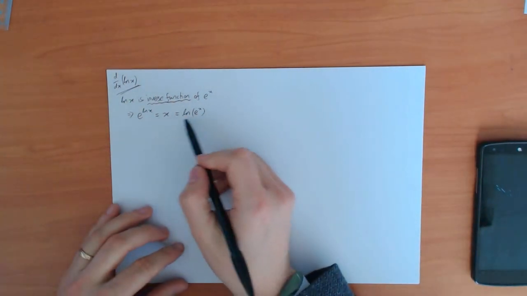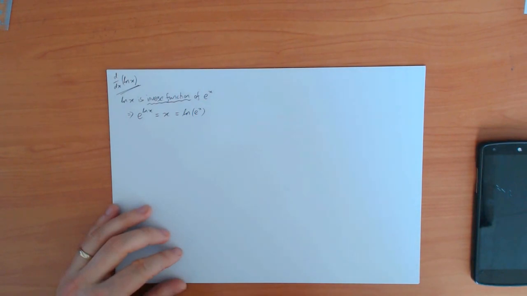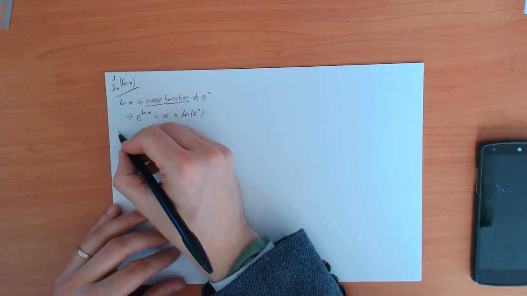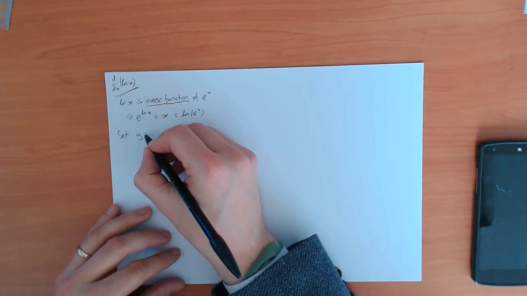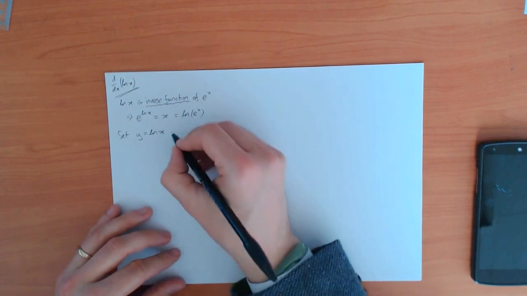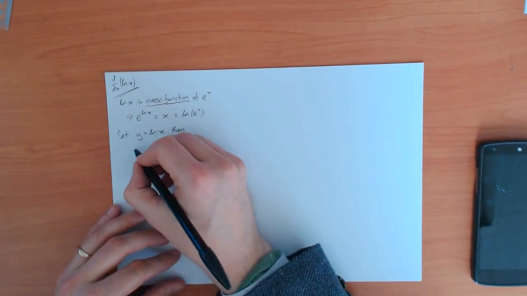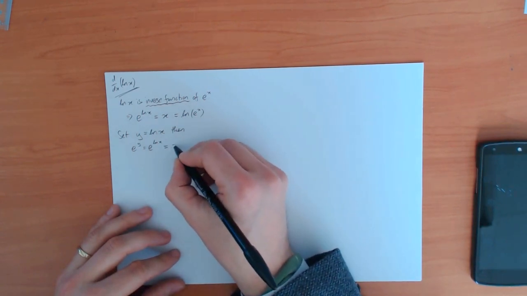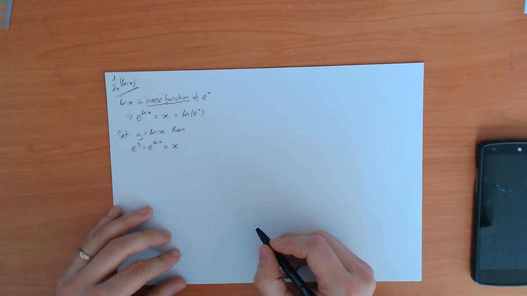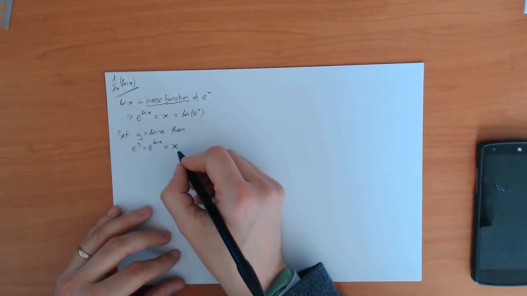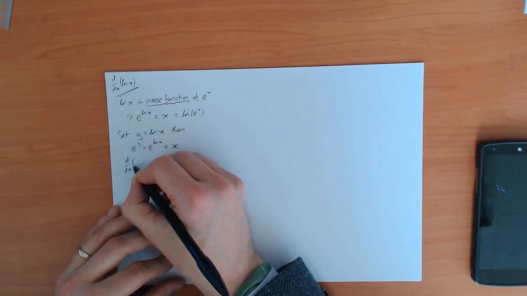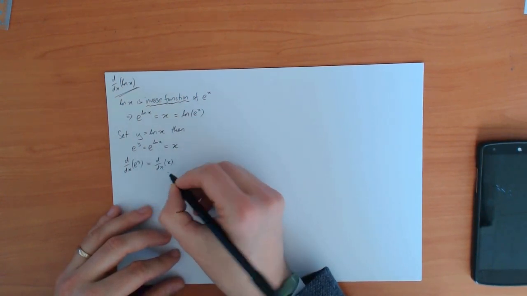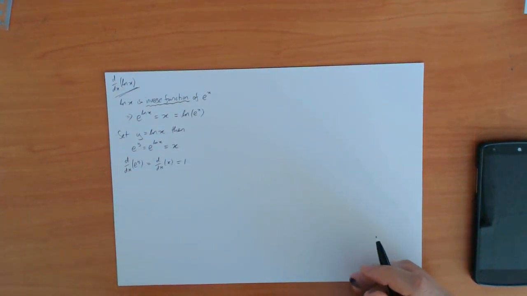Now we can use this fact that log is the inverse of e to the x to compute the derivative of log. So if we set y is equal to log x, then if I exponentiate this, I get that e to the y is equal to e to the log x. But because it's an inverse function, this just gives me x. Now I can differentiate this equation with respect to x. So I get d by dx of e to the y is equal to d by dx of x, which is just equal to 1.